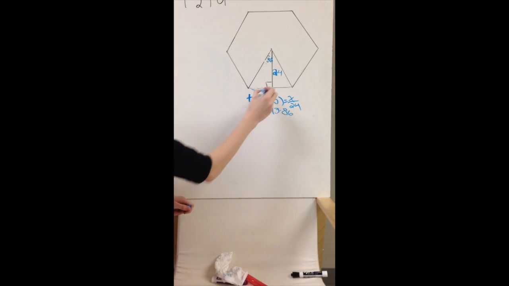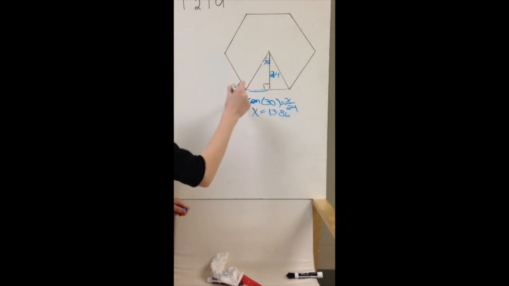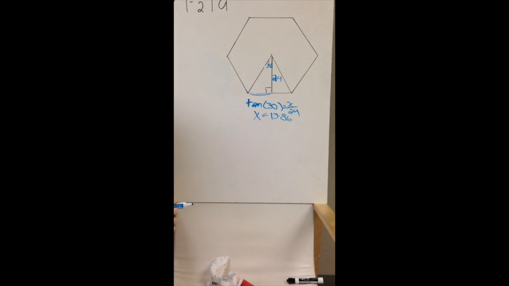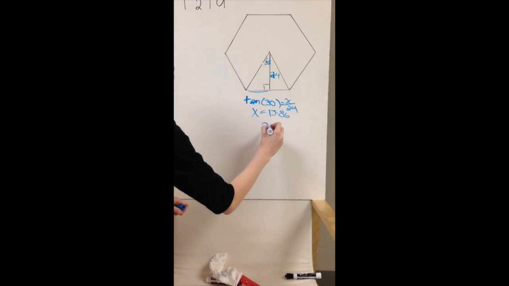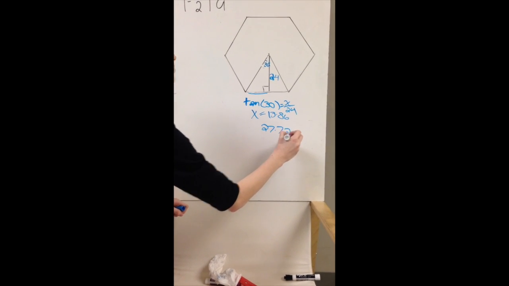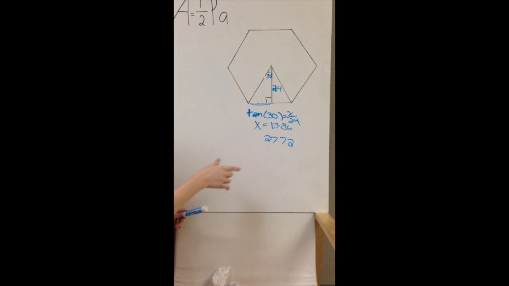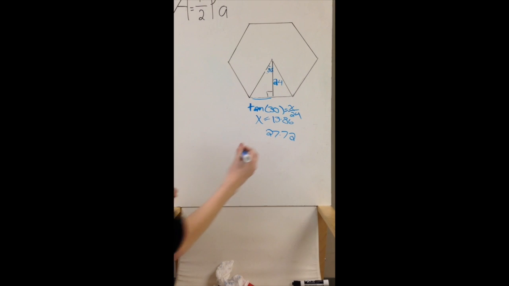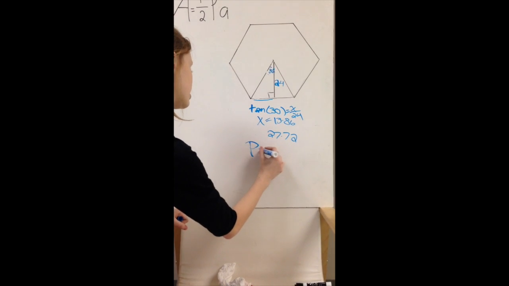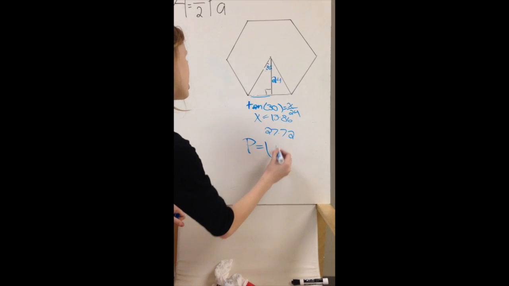This gives you this side, but that's only half of this total side. So you have to multiply that by 2, and then you would get 27.72. Then you would multiply this by 6 for all of the sides, and the total perimeter is 166.32.